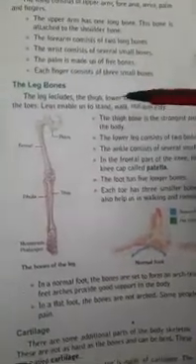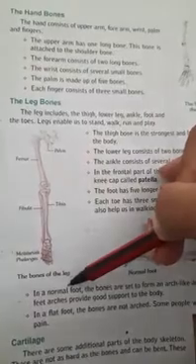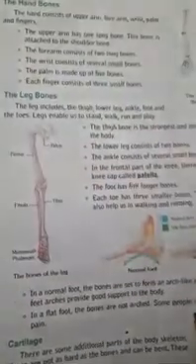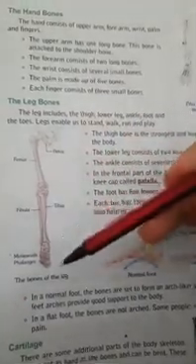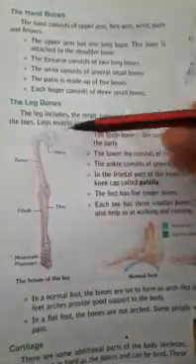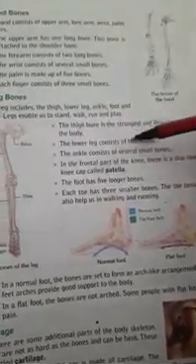Next is the leg bones. The leg includes the thigh, lower leg, ankle, foot and toes. Legs enable us to stand, walk, run or play. The thigh bone is the strongest and longest bone in the body. The lower leg consists of 2 bones. The ankle consists of several small bones.